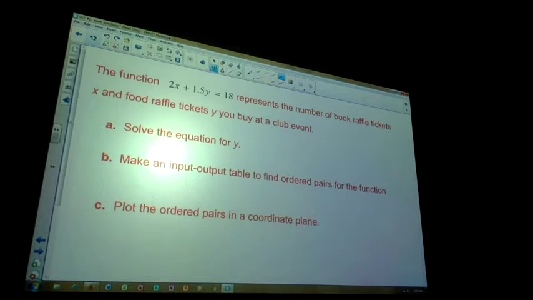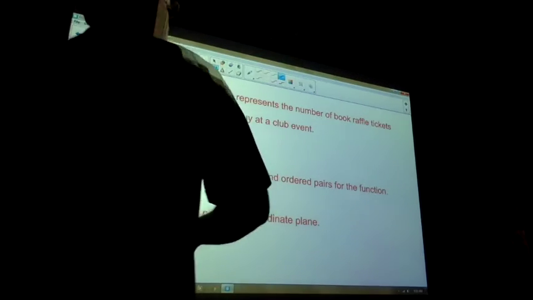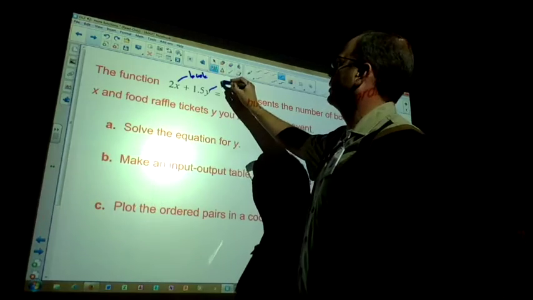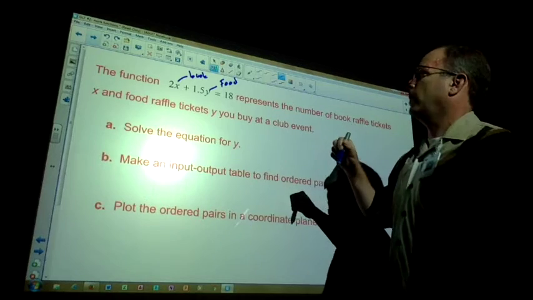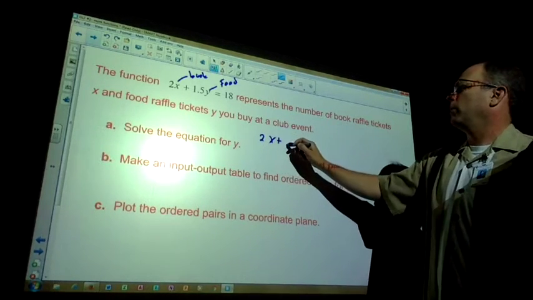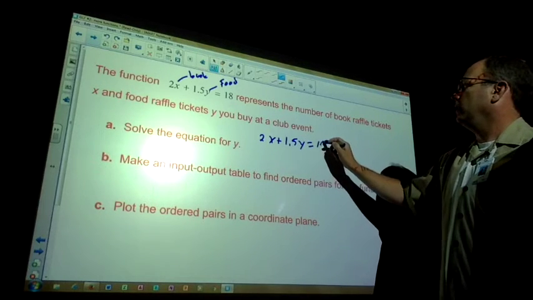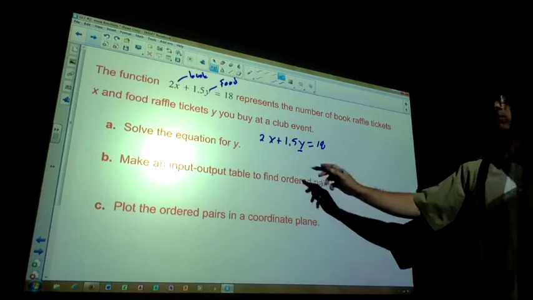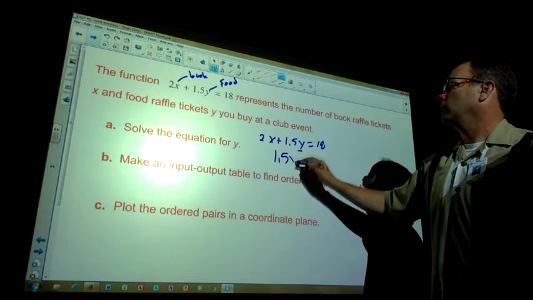The function 2x plus 1.5y equals 18 represents the number of book raffle tickets, x, and food raffle tickets, y. Okay? So this is book, this is food. Sound okay so far? Solve the equation for y. So I have 2x plus 1.5y equals 18. If I want to get y all by itself, what do I have to do? What's the first step? I'd say subtract 2x.